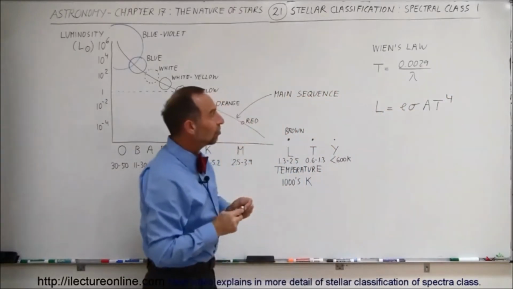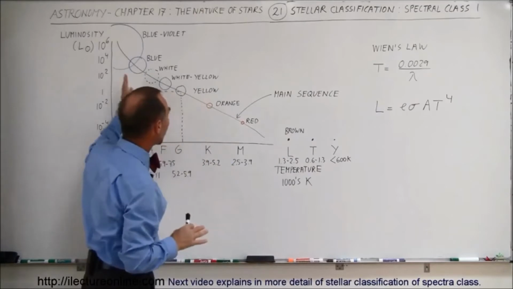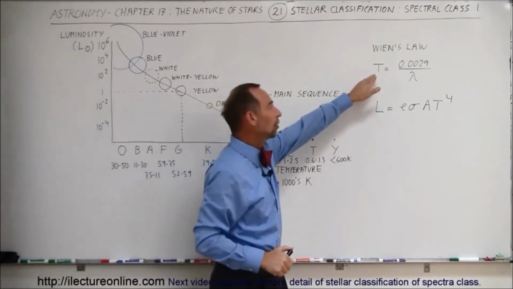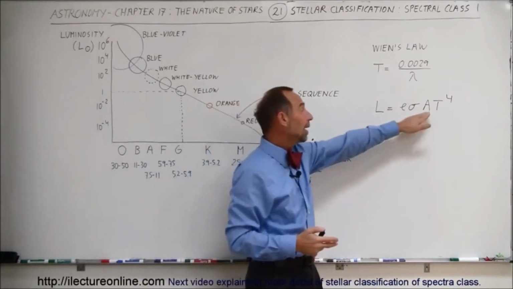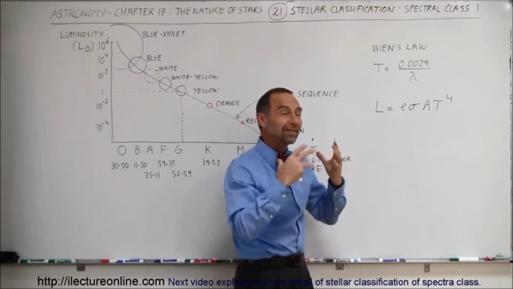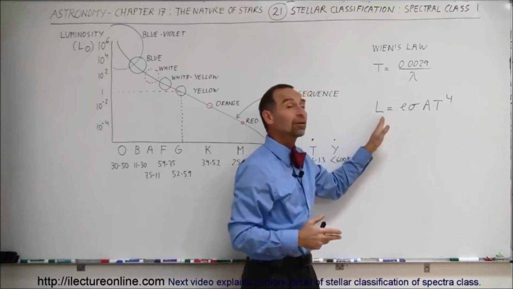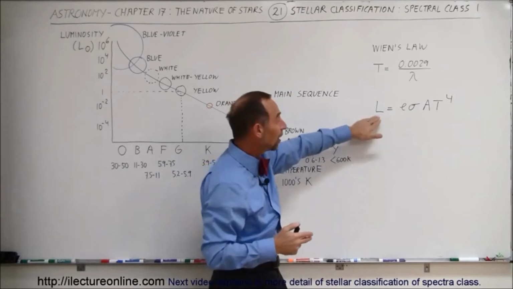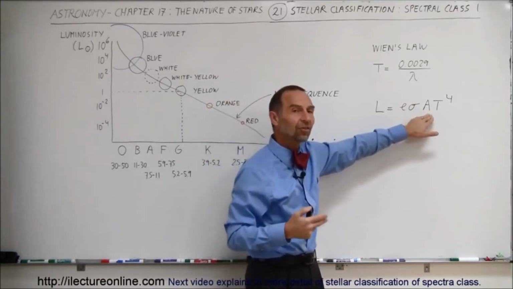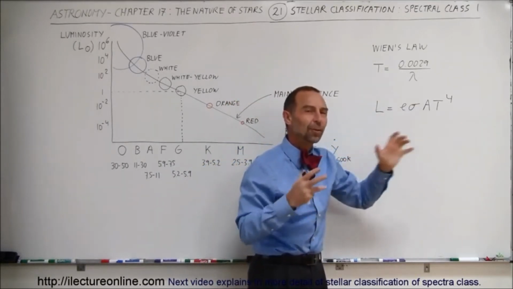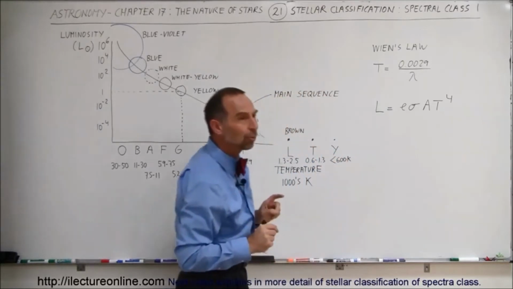So, with Wien's law, by looking at the color of a star, we could determine the temperature. And by knowing the surface area of a star, or the size of the star, and the temperature, we could figure out the luminosity. Or if we knew the luminosity, we could figure out the size of the star if we knew the temperature. So we began to realize there were a lot of relationships between those things.